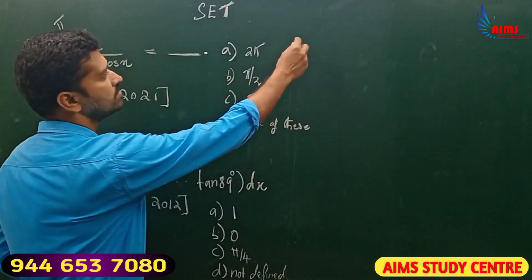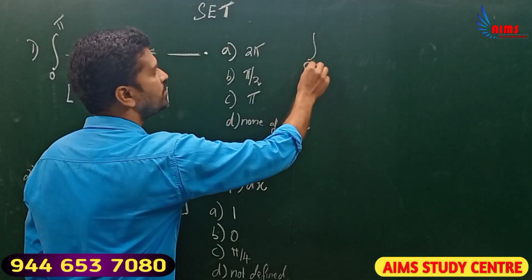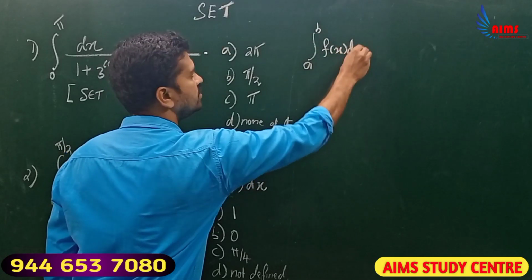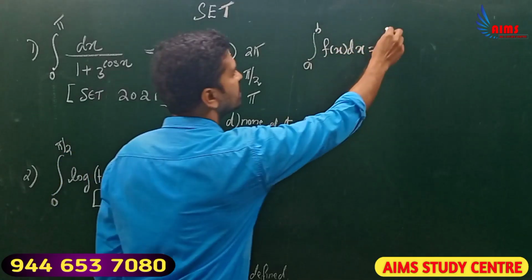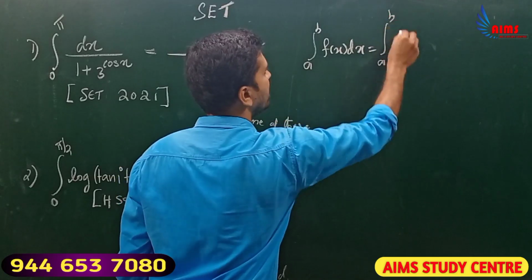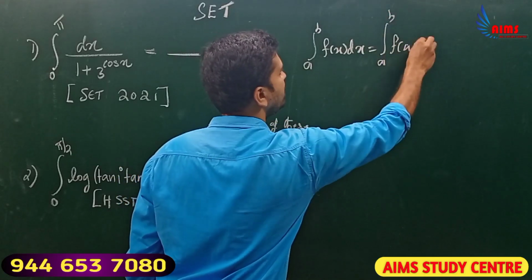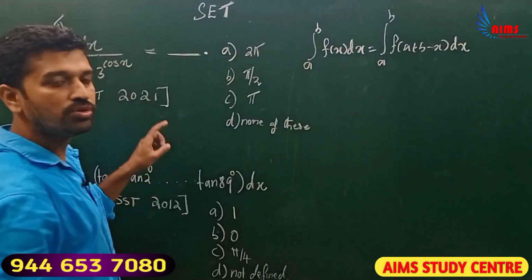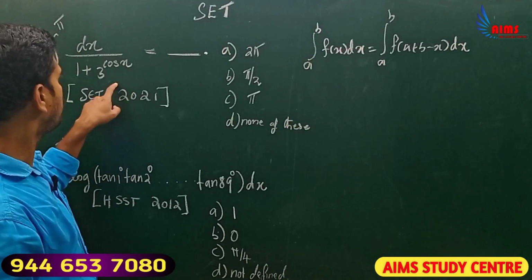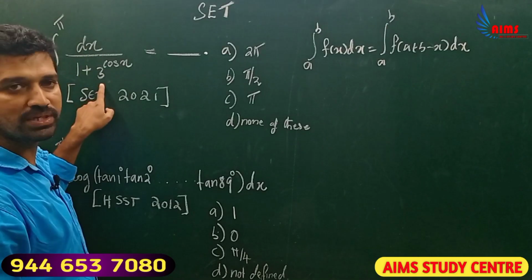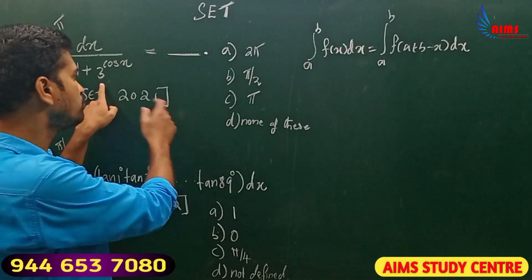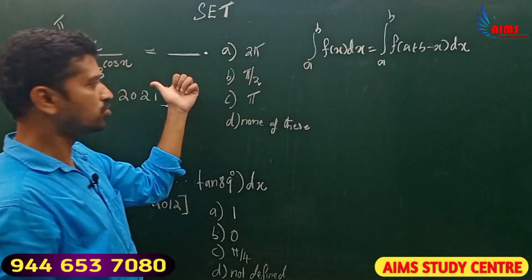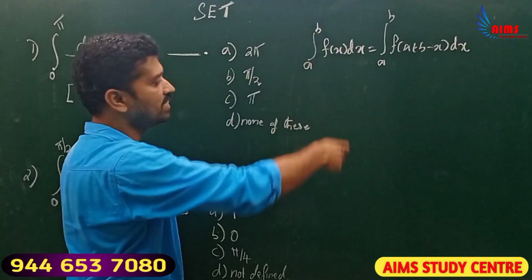So the result is integral a to b f of x dx is equal to integral a to b f of a plus b minus x dx. This result is going to help us to solve this particular problem, which is integral 0 to pi dx by 1 plus 3 raised to cos x. And you should know some prelims about trigonometry, then only you can crack this particular question. So the property is like this.